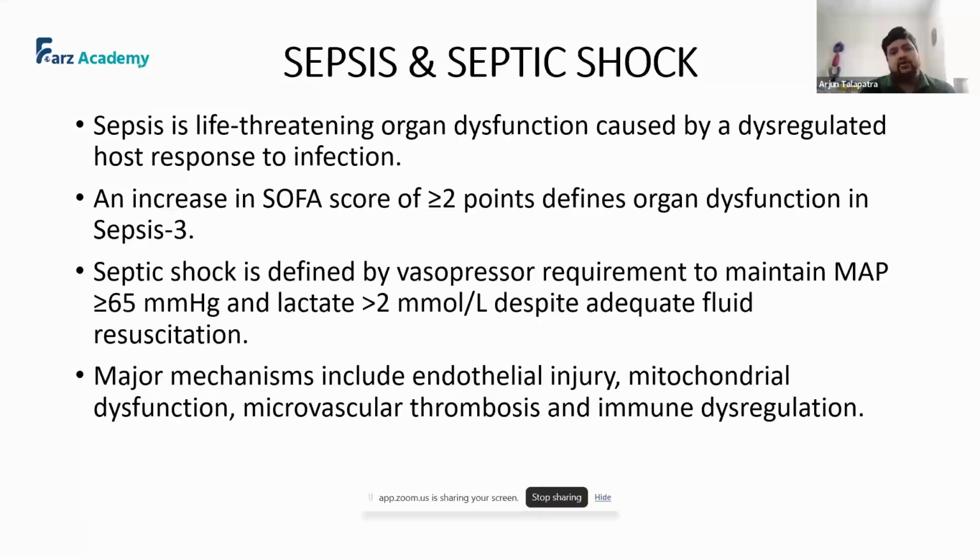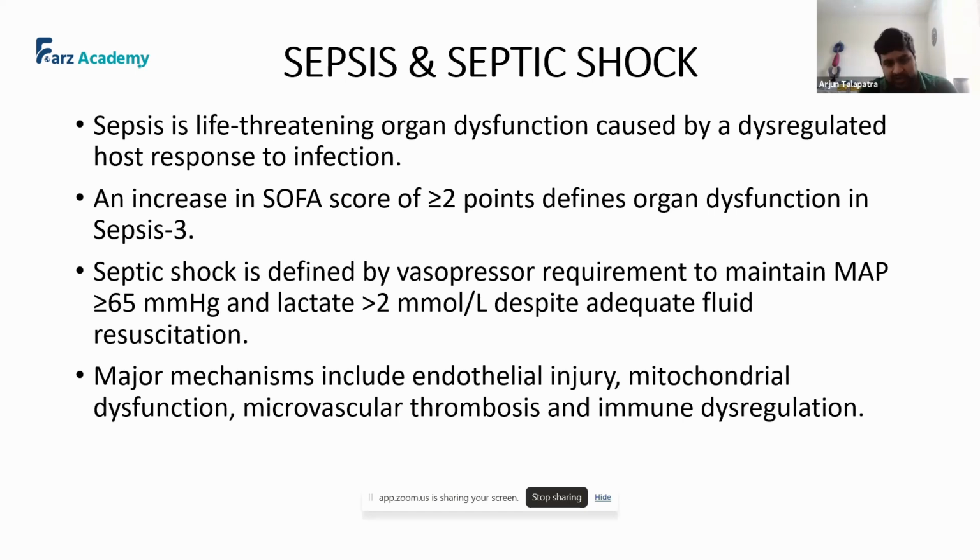Sepsis is a life-threatening organ dysfunction which is caused by a dysregulated host response to infection. This definition still holds true, right? So how do we define this life-threatening organ dysfunction? We look at a SOFA score increase of greater than or equal to 2 points. This is Sepsis-3, and it still holds true. So your SOFA score has to rise by 2 points or more.